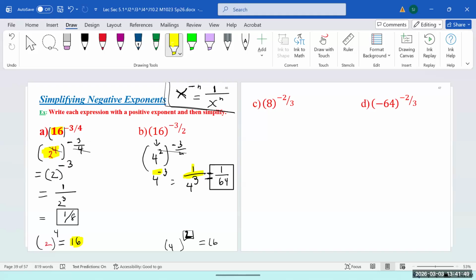A negative power means a fraction, 1 over. So first simplify like the way we did, and then convert the negative into a fraction answer.